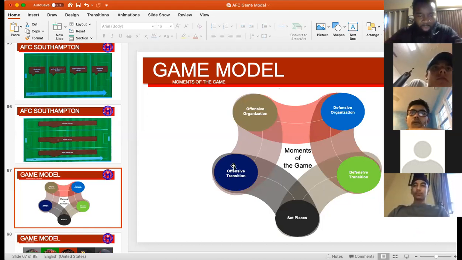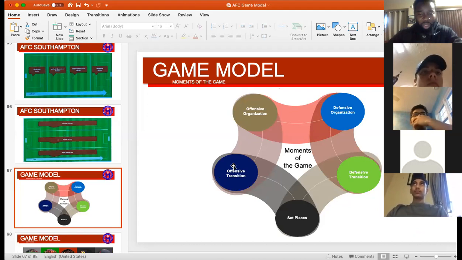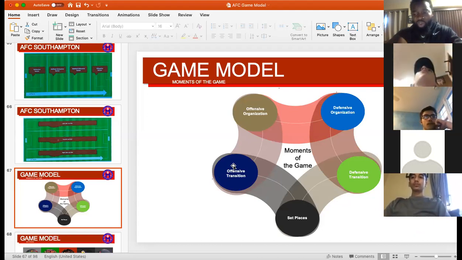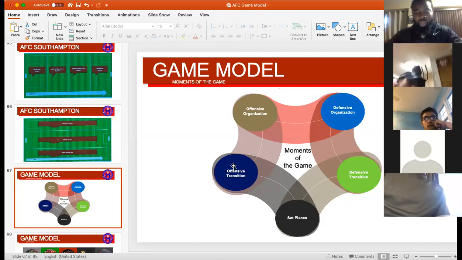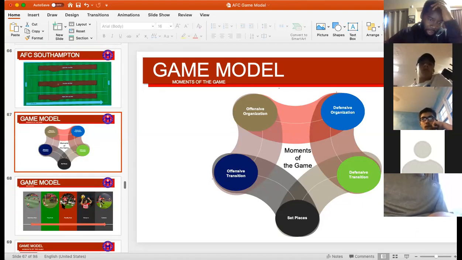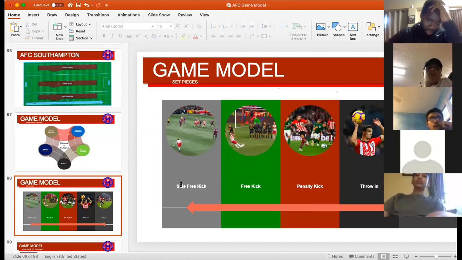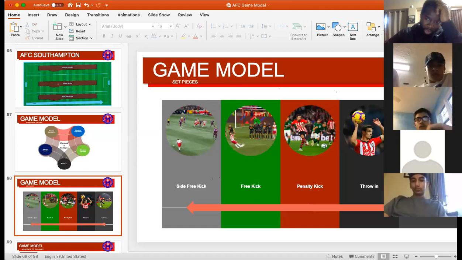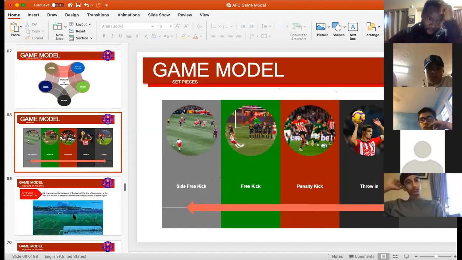Offensive transition means for you to switch from a defensive player to an offensive player. Defensive transition means for you to switch from an offensive player to a defender, right? Then we come to set pieces. Set pieces: the free kick, penalty kick, throw-in, and corner kicks and stuff like that, right?